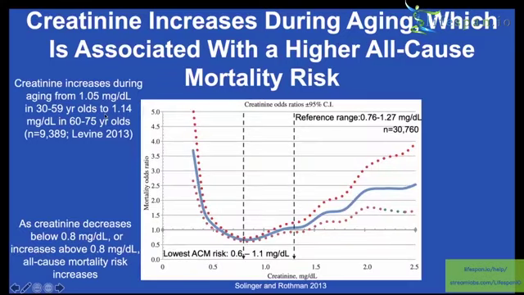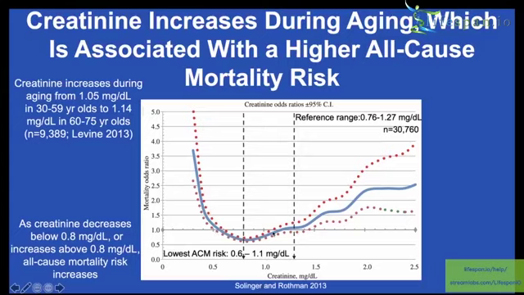So what about risk of death for all causes? In a study of around 31,000 subjects, looking at risk of death for all causes versus creatinine level, even though the reference range is somewhat wide, the mortality risk is actually lower within a more narrow range. What we can see is lowest risk is about 0.8 milligrams per deciliter, but as you go below that, risk increases, and as you go above that, risk increases.